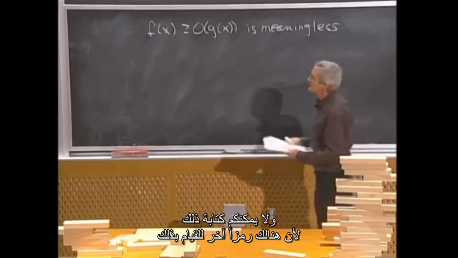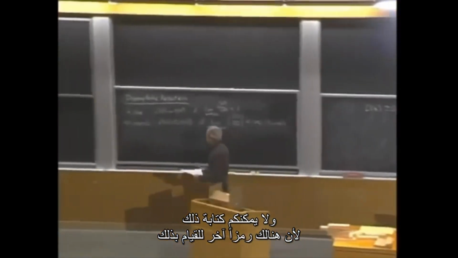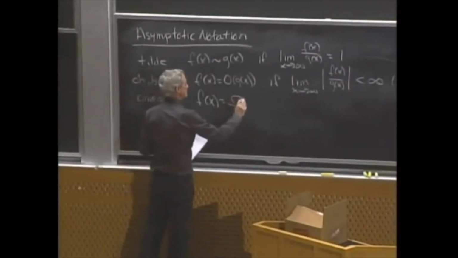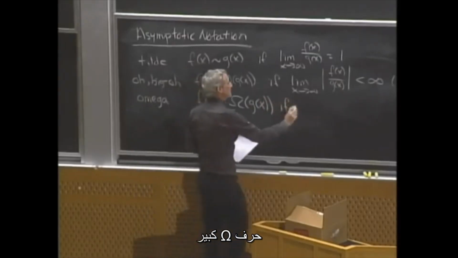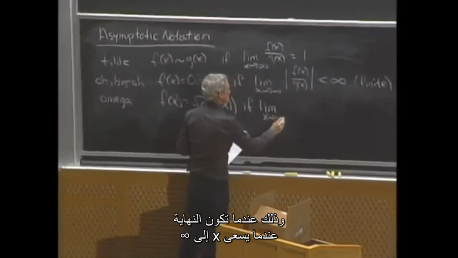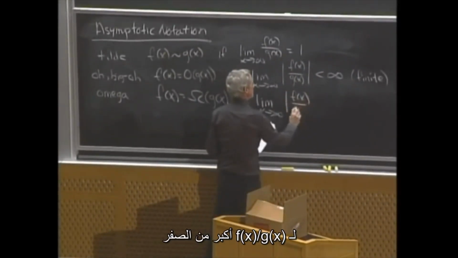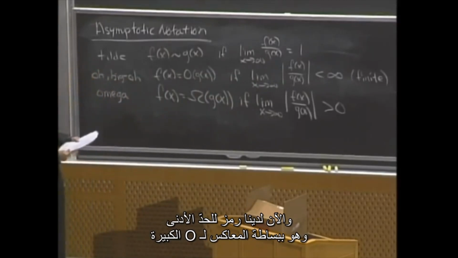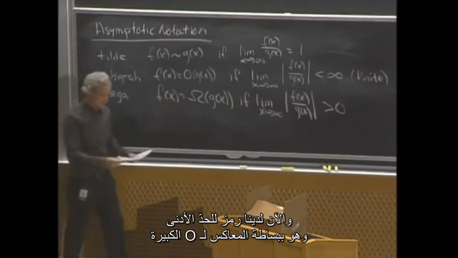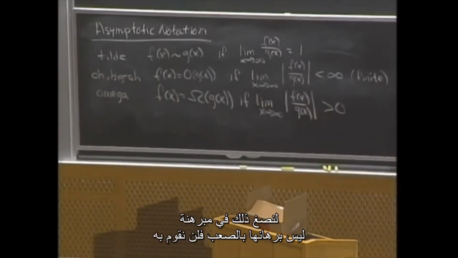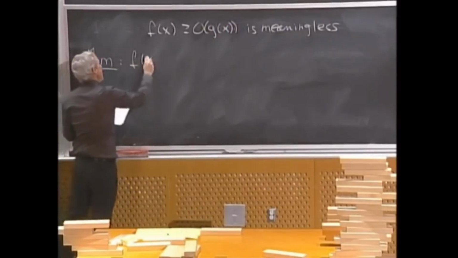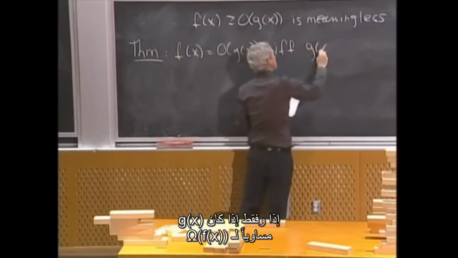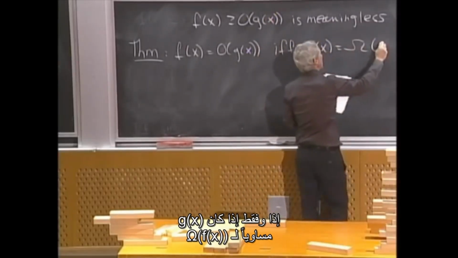The reason you can't do it is because there is another symbol to do what you want to do, and that's called the omega symbol. It's written like this. It's a capital omega. And f of x equals omega of g of x if the limit as x goes to infinity of f of x over g of x is greater than 0. Now we're getting the lower bound version. In fact, it's just the opposite of big O. We'll state a theorem, not hard to prove, we won't do it: f of x equals O of g of x if and only if g of x equals big omega of f of x.